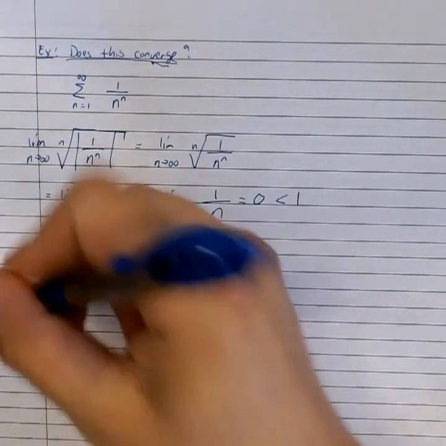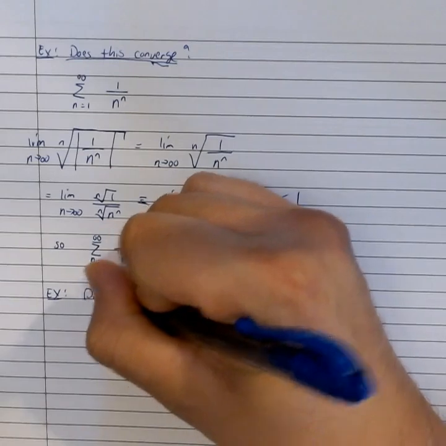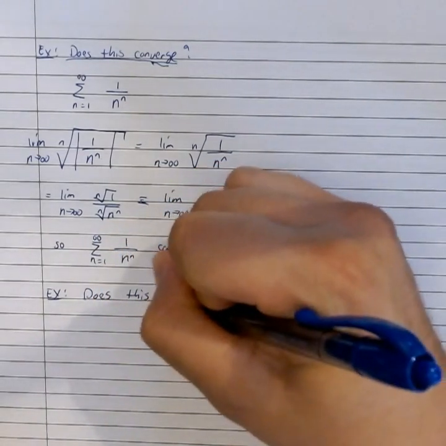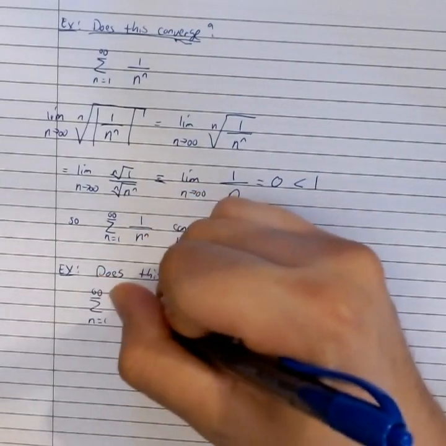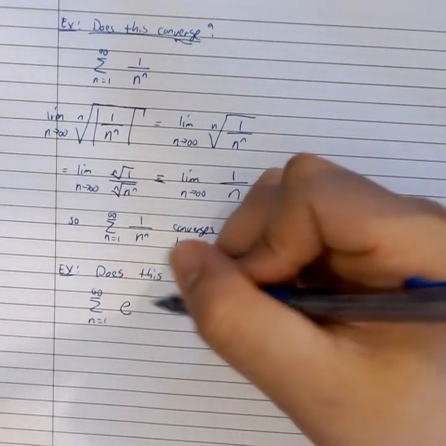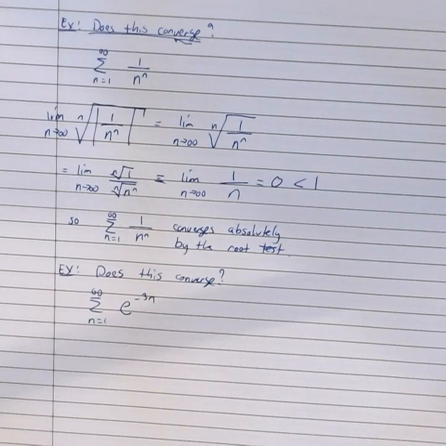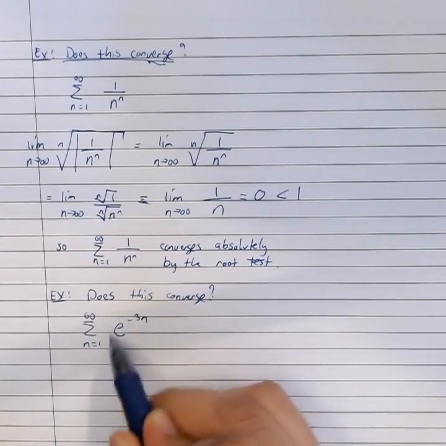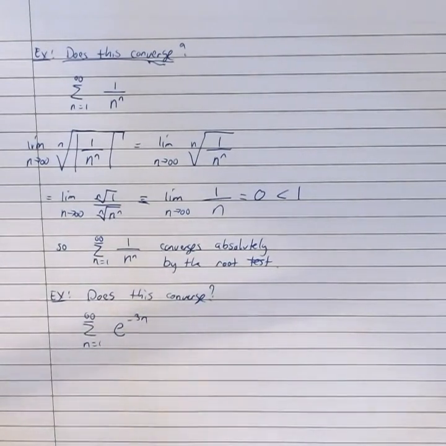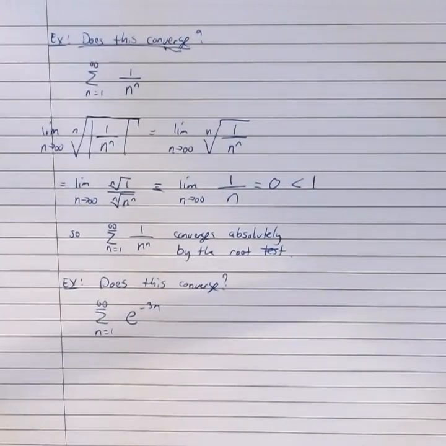All right, let's try another one. Let's consider something that looks like this. Does this converge? And the series we want to take is the sum as n goes from 1 to infinity of e, the exponential, to the minus 3n, just like that. Okay. Again, if it wasn't for that power n, this would be a much simpler number. In fact, it would be a constant. It would be e to the minus 3. So that's what tips me off that I want to use the root test.